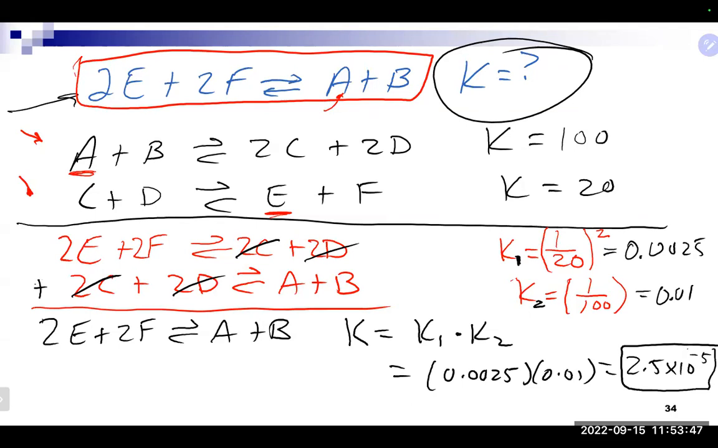Small value, large value K here. Small value, so mainly reactants here, even though it came from 2 reactions that had a pretty large K value, right? But by reversing it and doing all those other things, that direction not going to work so well. Any questions on manipulating equations?